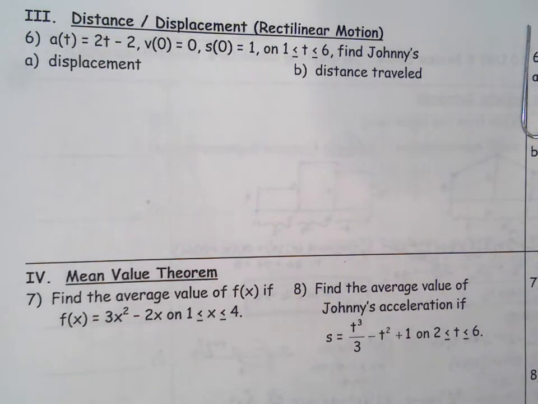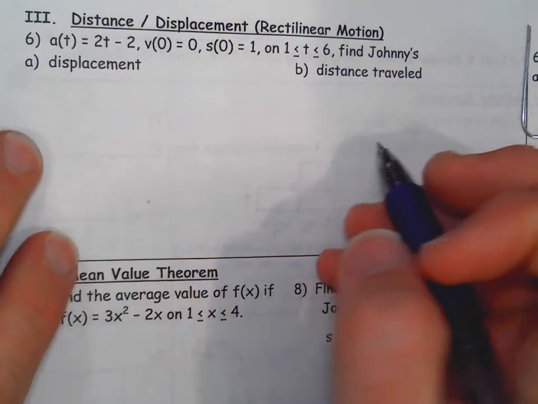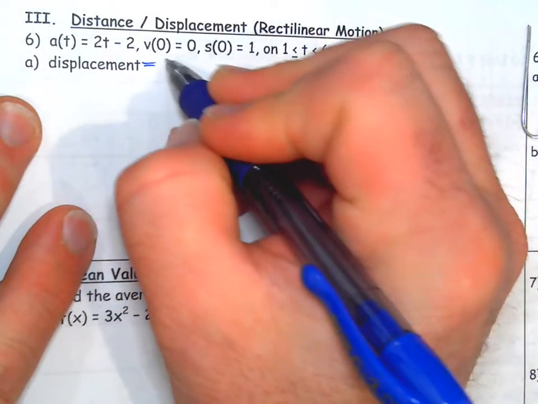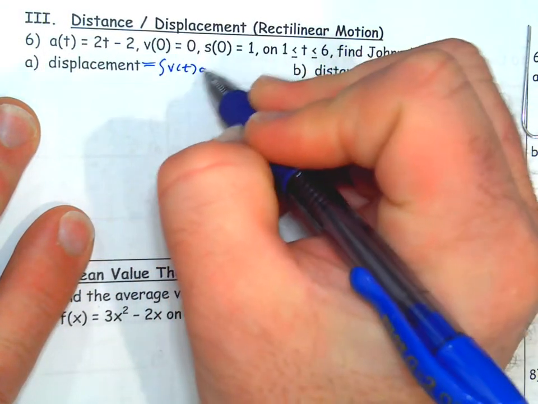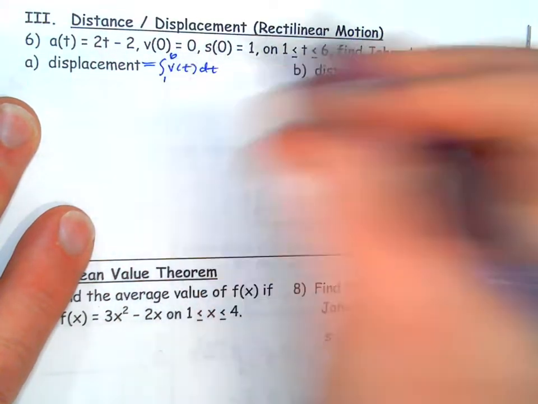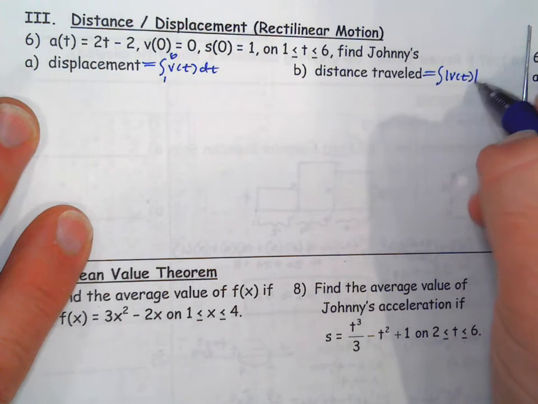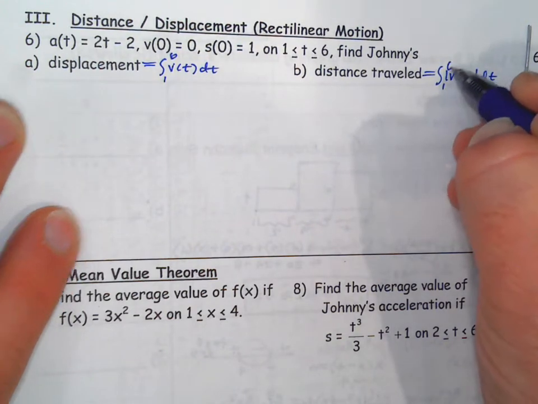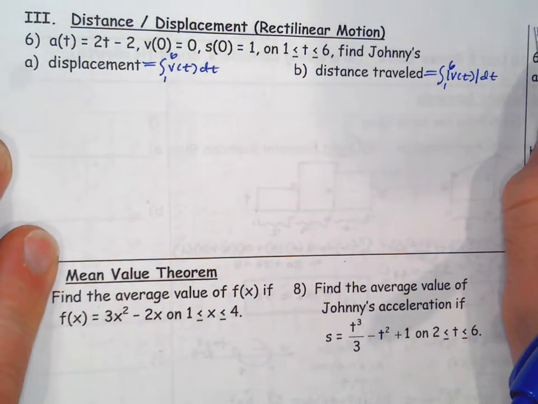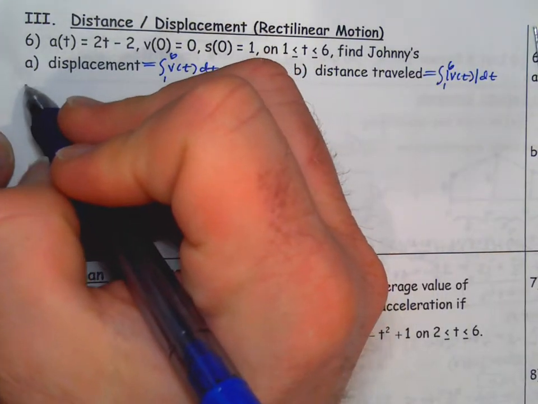On the back, we got a little distance displacement stuff. So we definitely need displacement is the integral of velocity from 1 to 6. Okay, distance is going to be the integral of the absolute value of velocity from 1 to 6. We've got to find velocity. So I guess I'll do that right here.